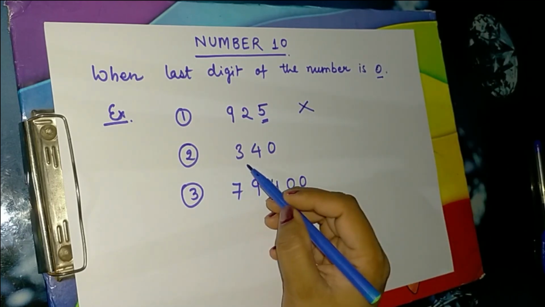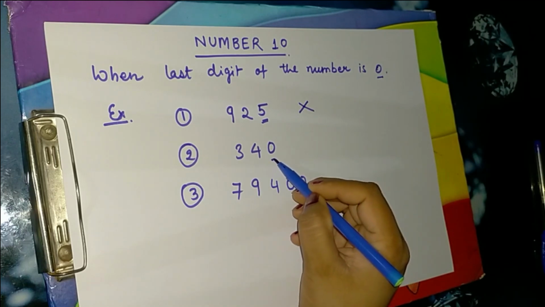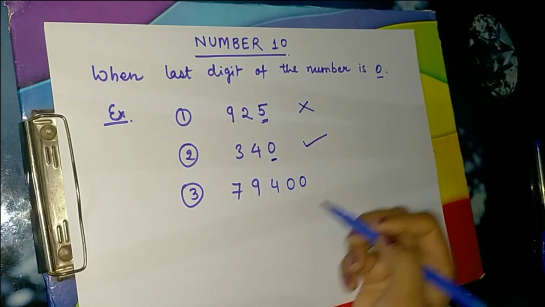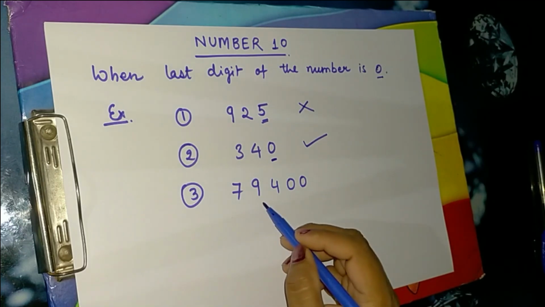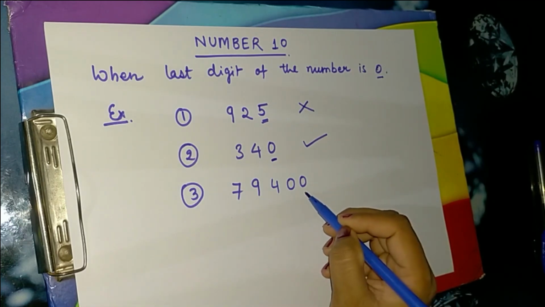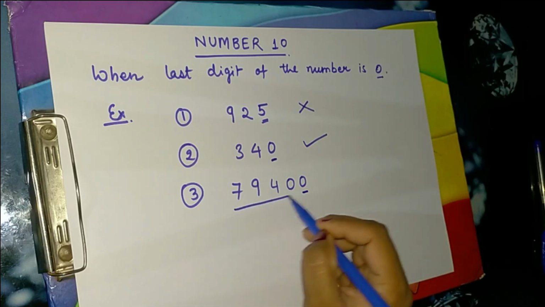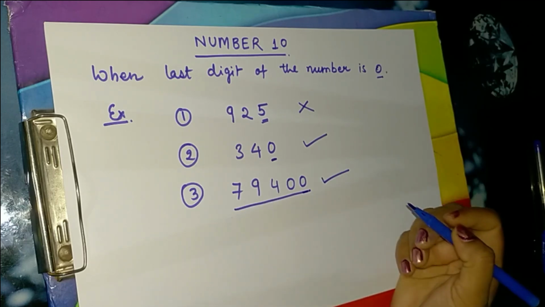Our second number is 340 and the last digit of this number is 0. So we can say that 340 is divisible by 10. Our third number is 79,400 and the last digit of this number is 0. So we can say that this number 79,400 is also divisible by 10.